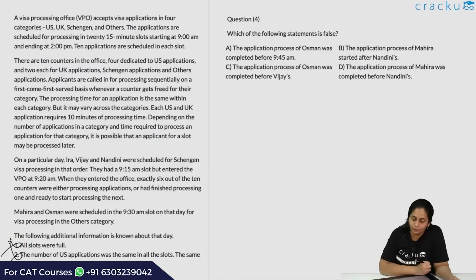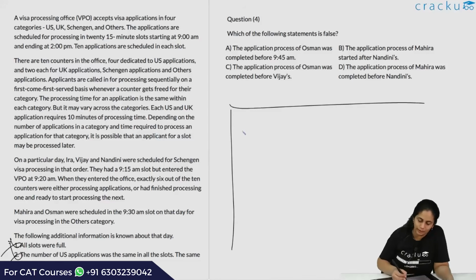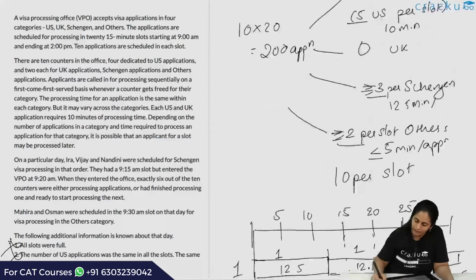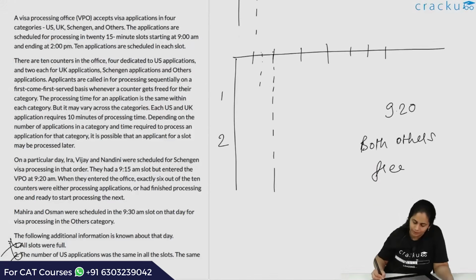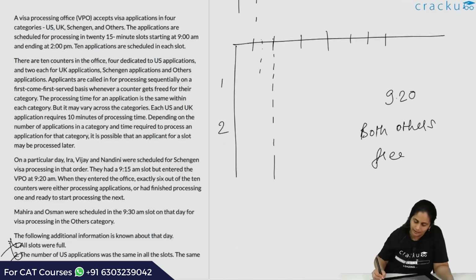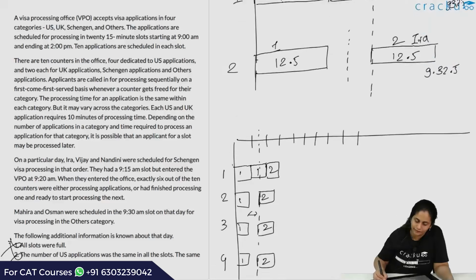Let's consider the fourth question. Which of the following statements is false? The application process for Osman was completed before 9:45 am. So consider when the application process for Osman is going to happen. Actually I did that over here only, right? Over here, if you see, this is the process for Osman.